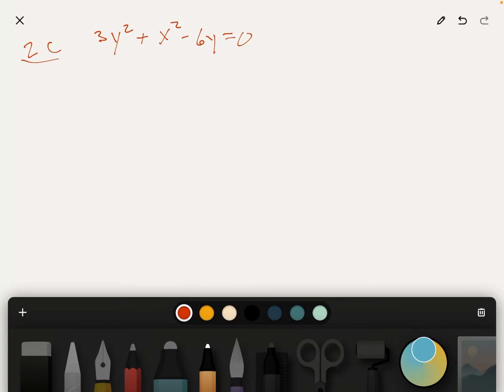Okay, so Ashley, this is 2C. Once again, you got off to a good start. We need to start with this expression. This expression on the left has to equal 0, just as you said.